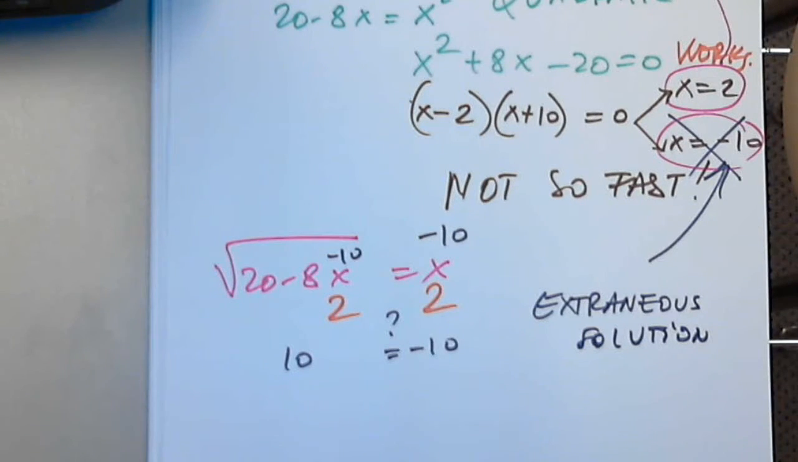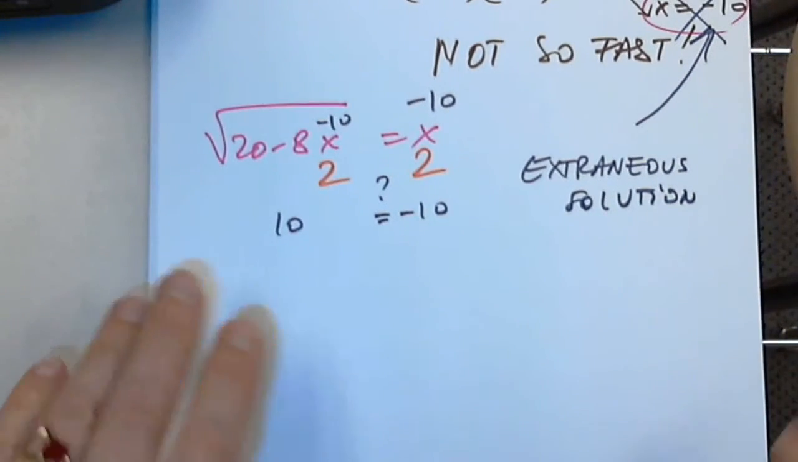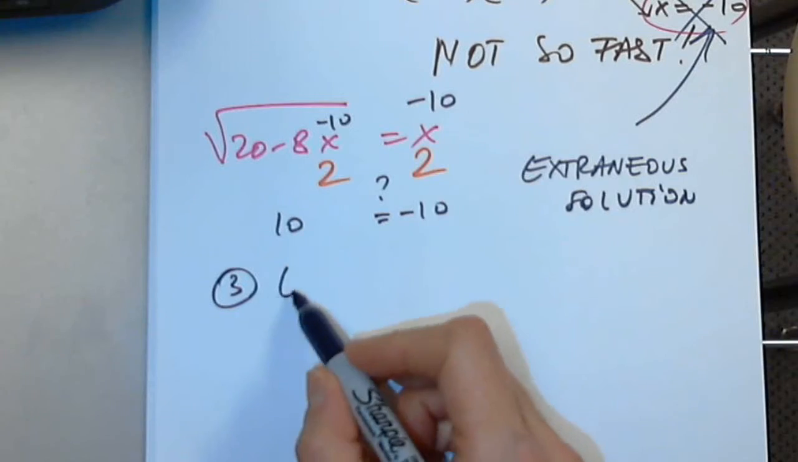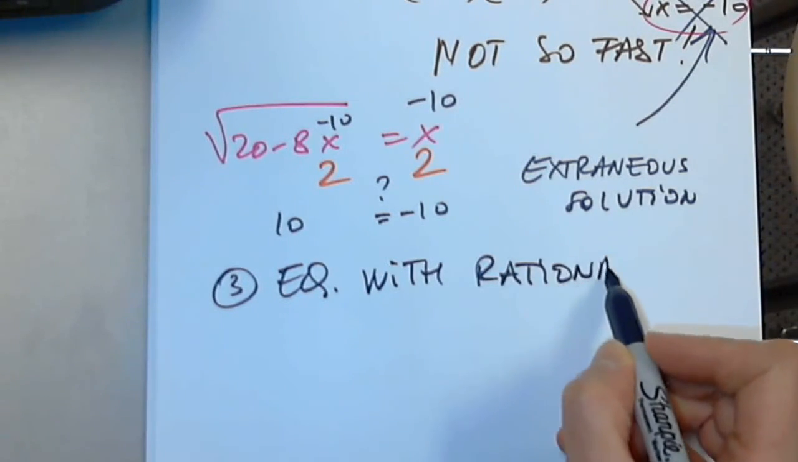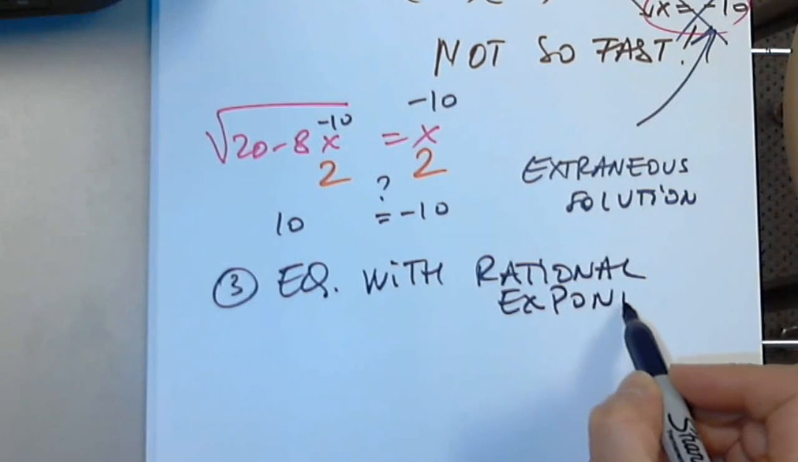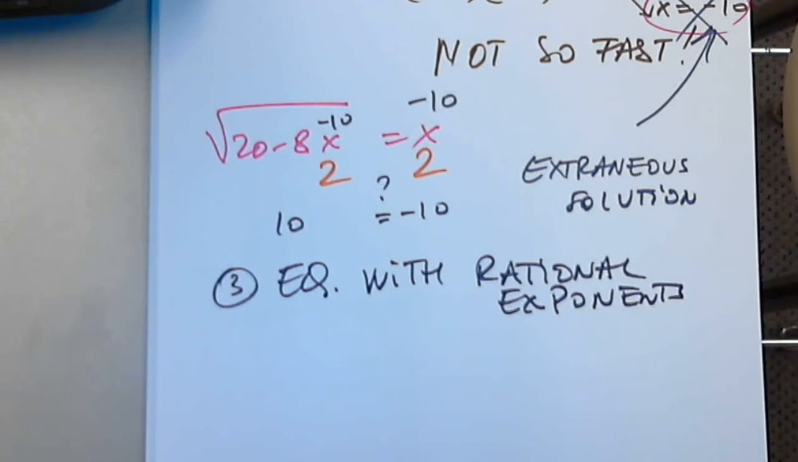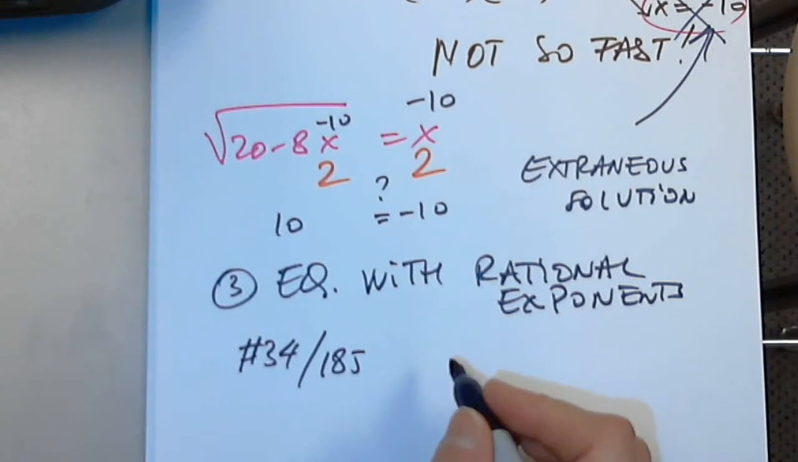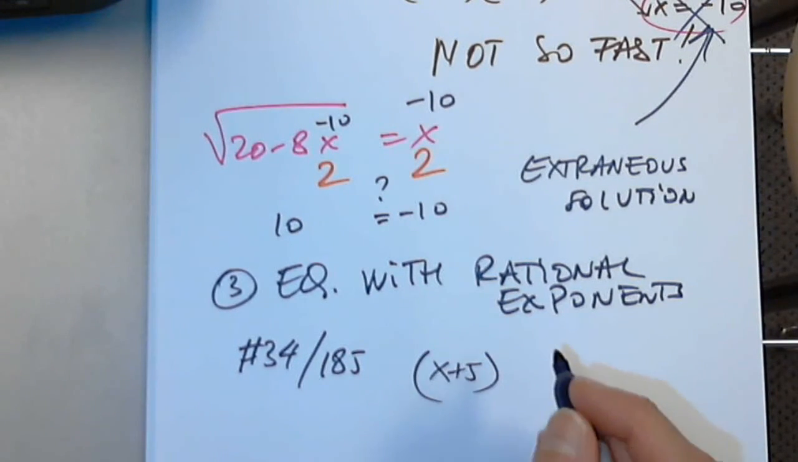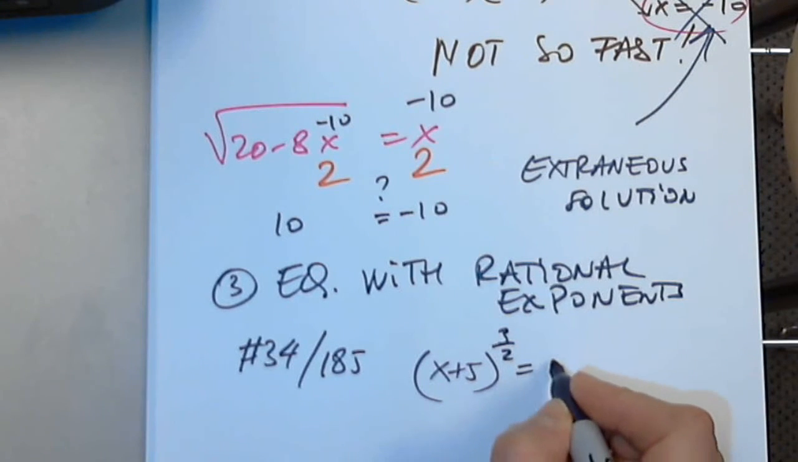Okay, let's take a look at solving equations with rational exponents. Number 3, equations with rational exponents. Okay, I'm still on page 185. Let's start with 34. And the equation is x plus 5, everything raised to 3/2 equals 8.